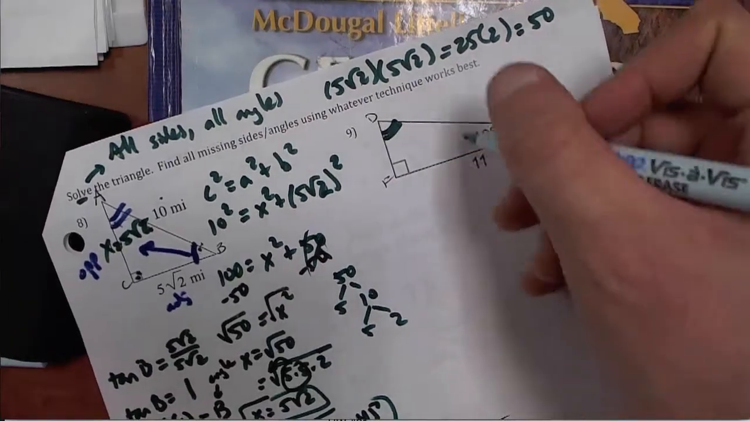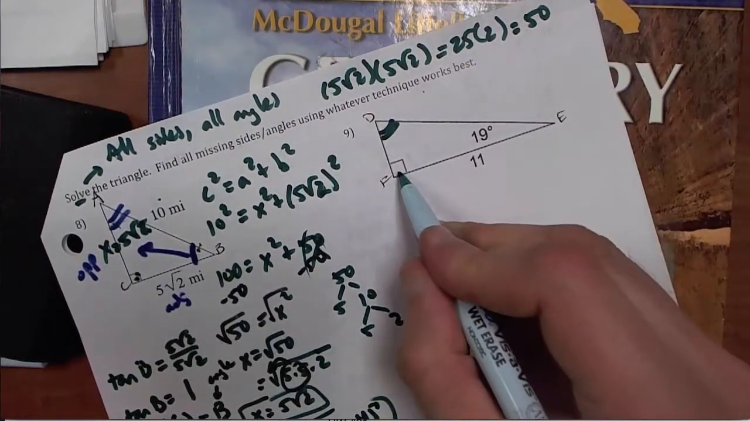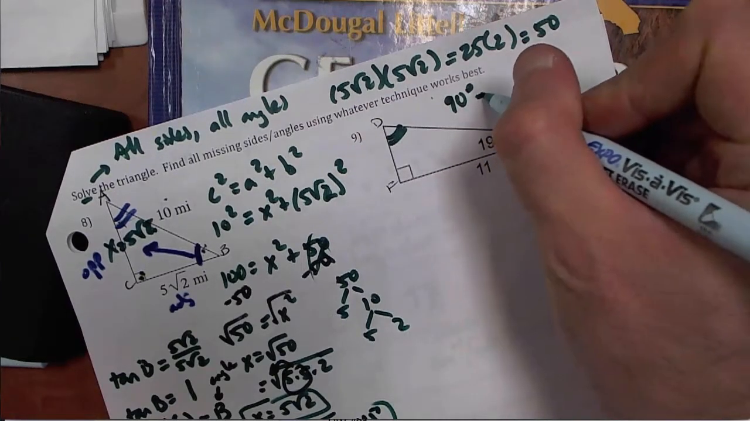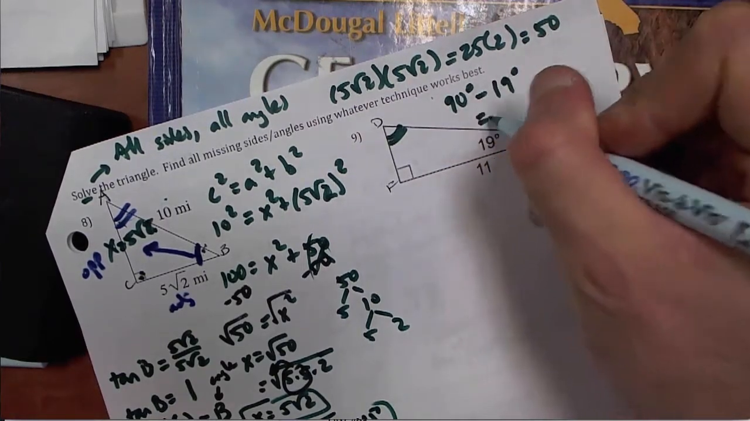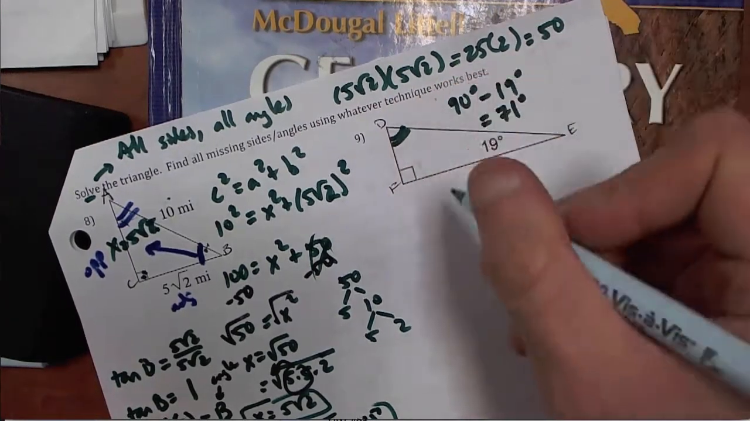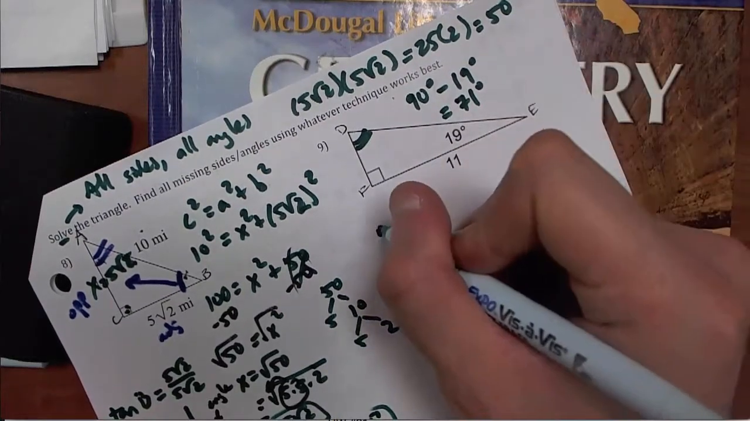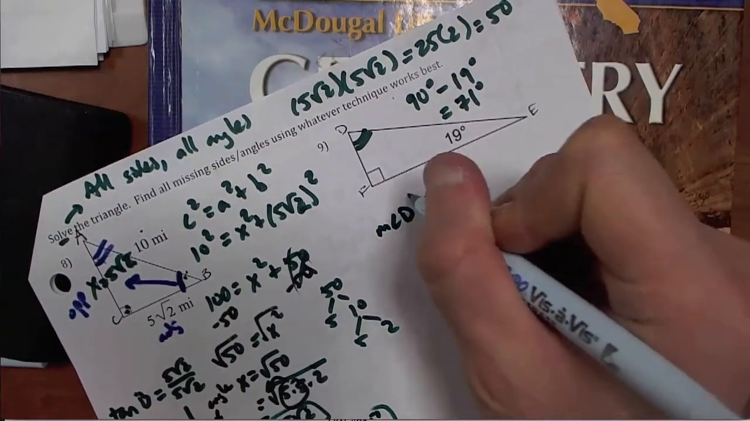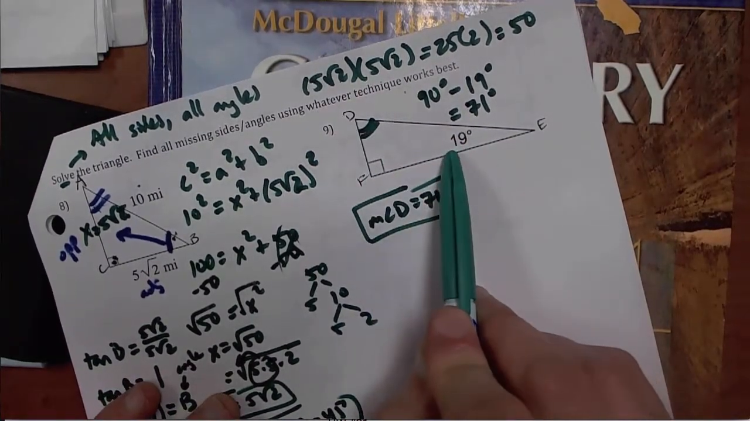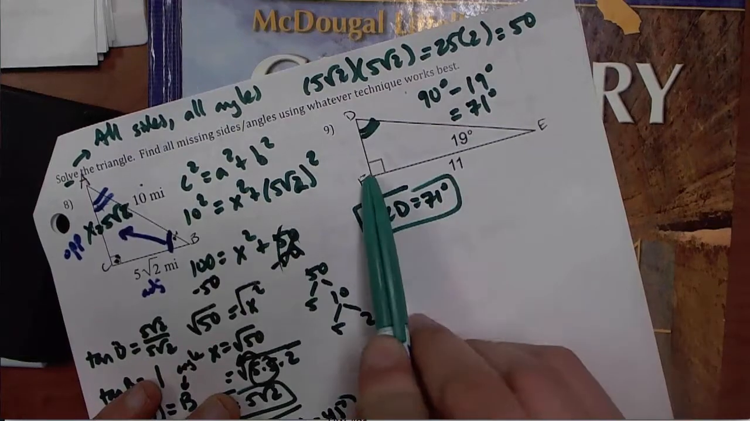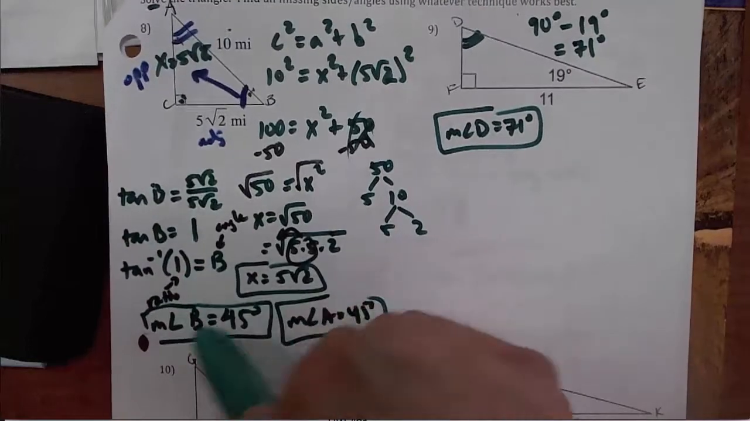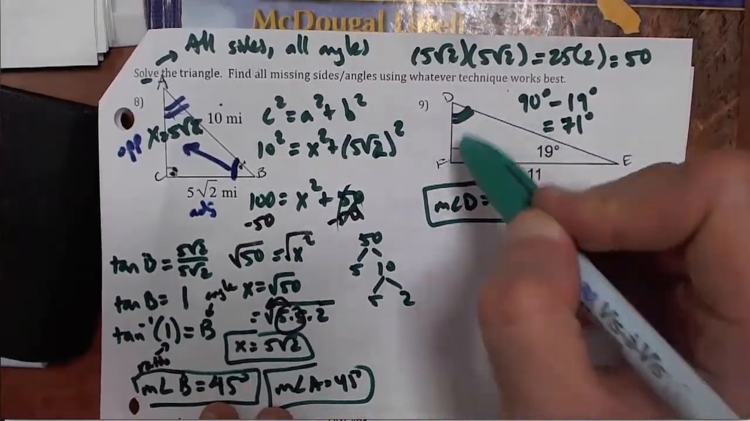But what I can do is say, hey, this is 180 minus 90 minus 19. So I can just take 180 minus 90 minus 19, or just 90 minus 19, and that's going to be, what, 71 degrees. So the measure of angle D is 71 degrees. 71 plus 19 is 90, plus 90 is 180. So when you already have 2 angles, you don't need to do the inverse trig ratios here. You could just use the triangle angle sum theorem to find it.